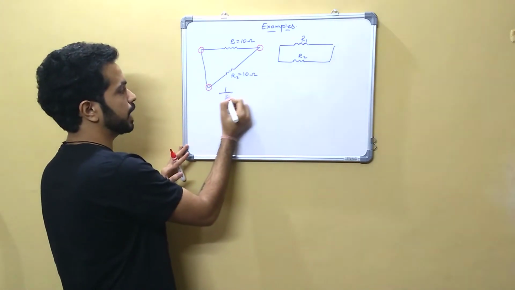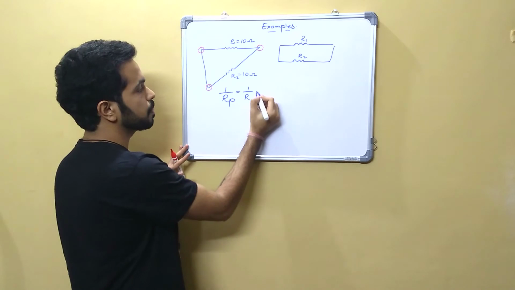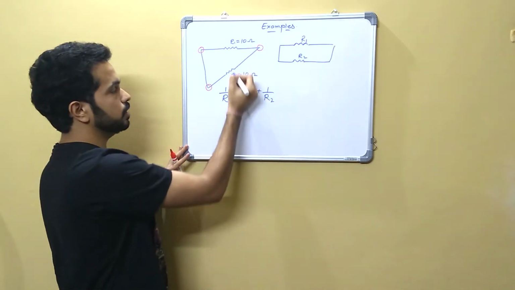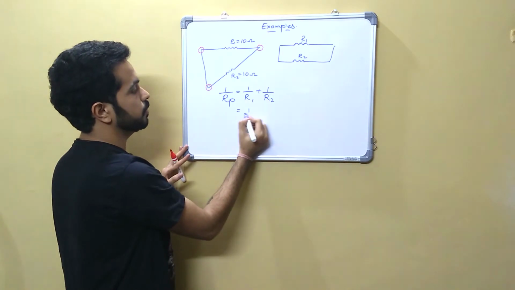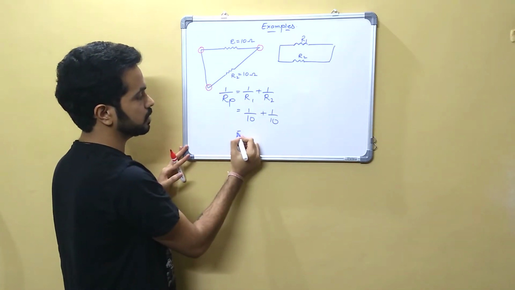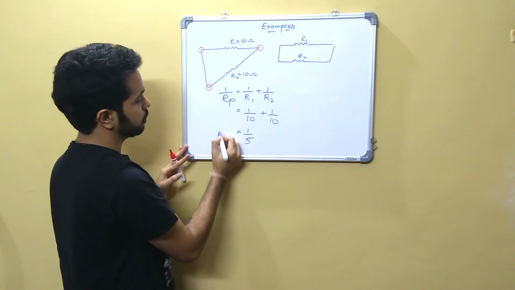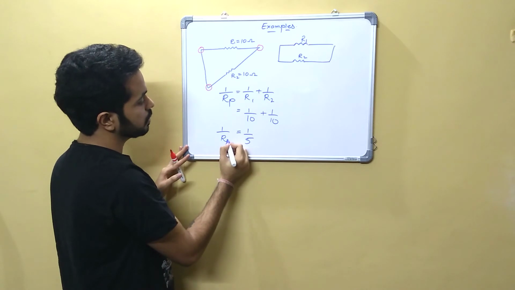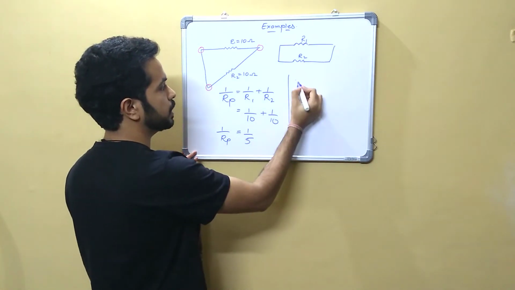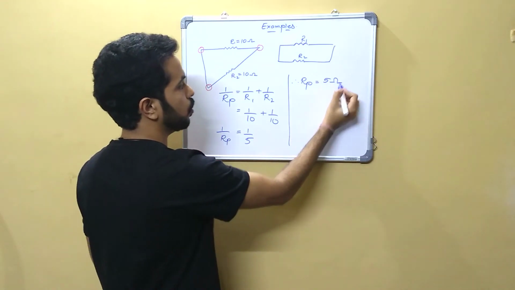Again, since this is parallel this time, 1 upon Rp will be 1 upon R1 plus 1 upon R2, we will not go ahead because we have only 2 resistors in this case. It will be 1 upon 10 plus 1 upon 10. When you solve this, you will get this as 1 upon 5. So 1 upon Rp is equal to 1 upon 5. But we are interested in the value of Rp. So I can say therefore Rp is equal to 5 ohms.